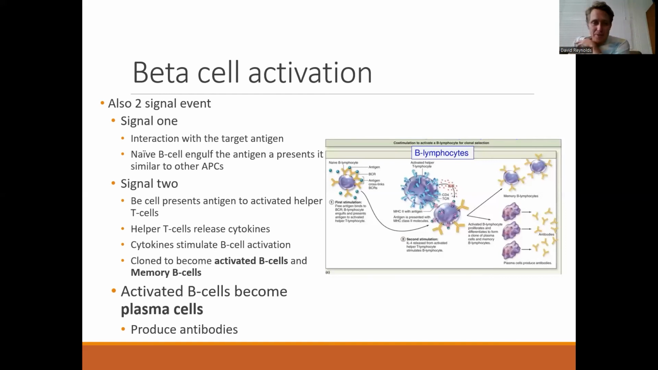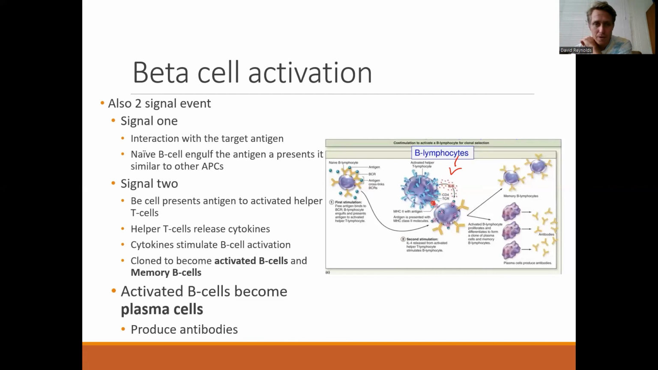All right, when this happens, it is presenting this antigen on its surface. Again, same thing with MHCs. It's going to bind to one of these helper T cells. So when this B cell presents this antigen and binds to one of the helper T cells, again, that helper T cell is going to release those chemicals, those cytokines. Those cytokines are then going to stimulate this B cell. So this is signal two.